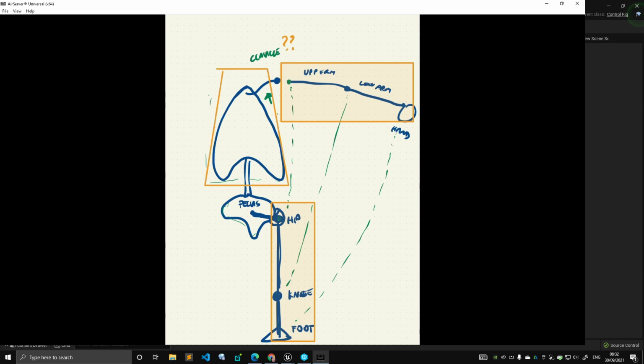My answer is no. My preference is that the clavicle should actually be implemented in the arm module, not in the spine module. This boils down to the fact that the mechanics of the arm, the complexity of how an arm moves, is directly connected to how the clavicle moves.